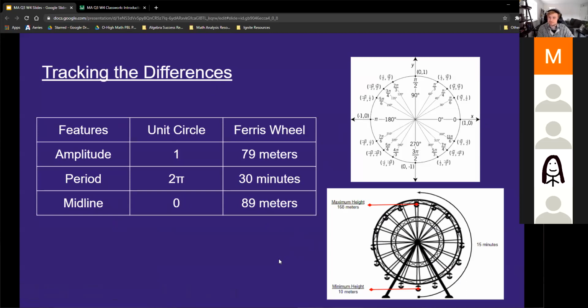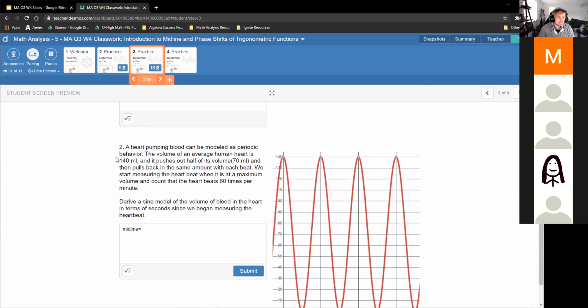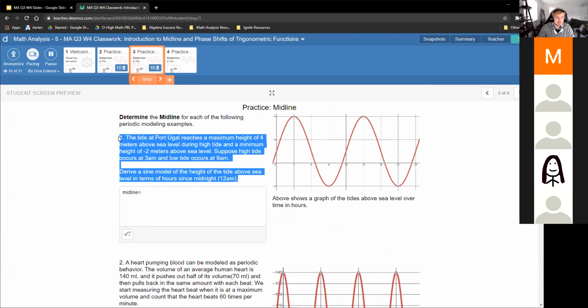All right. So what I'm going to do is I want to give people a chance to try out our classwork practicing finding midline. So if you guys go back to the Desmos, you can see that on slide 3 now, right? What it's asking us for is to determine the midline for each of the same examples, okay, guys?